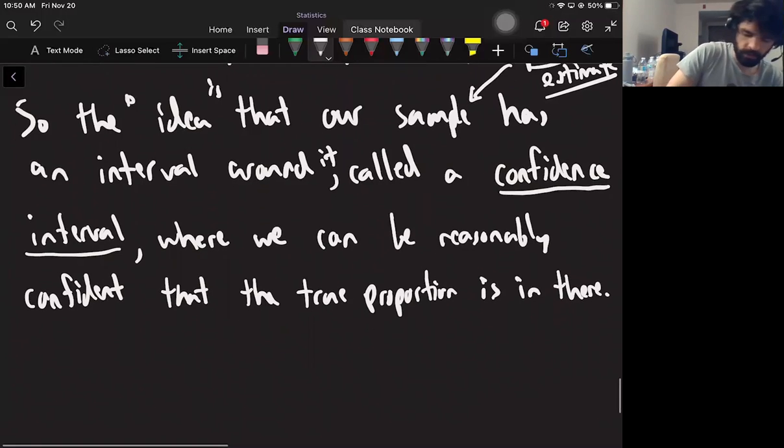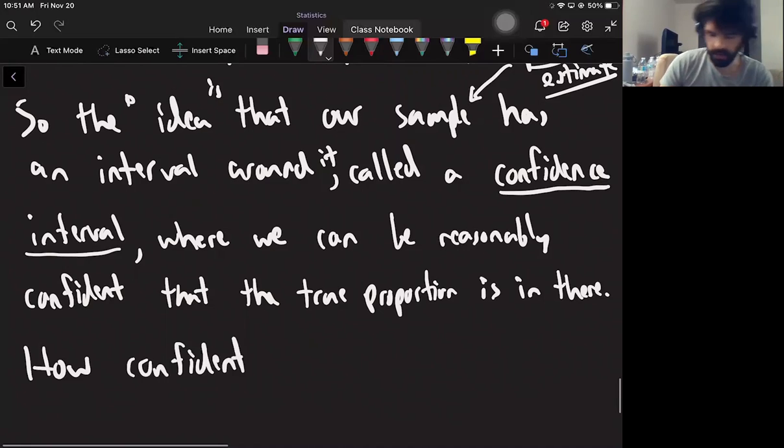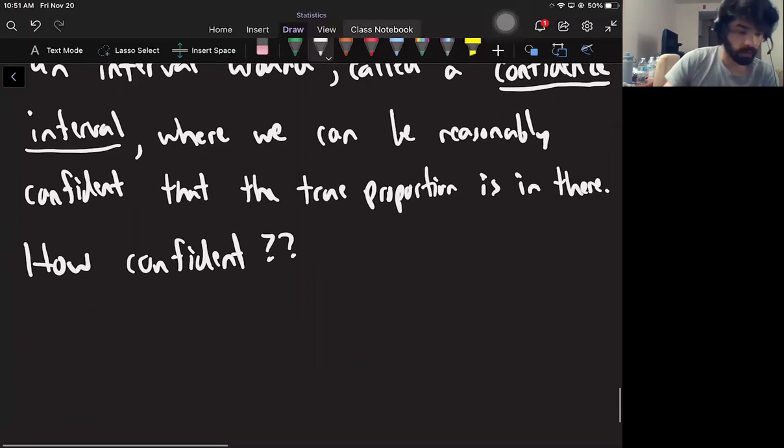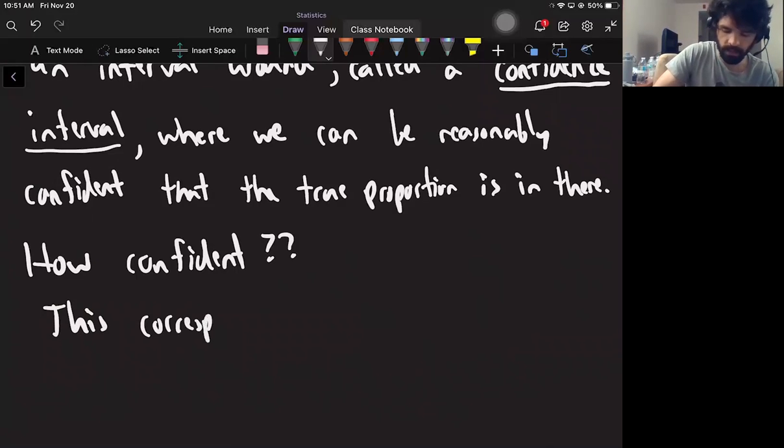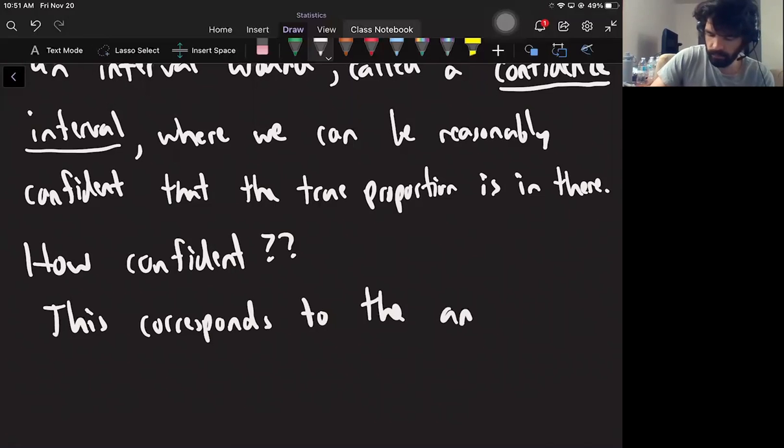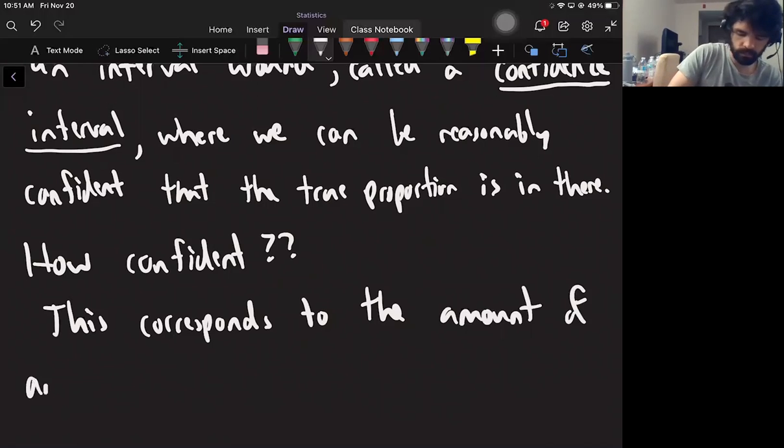So how confident can you be that it's in there? Well, it's actually a precise question. It's not a 'I'm sort of confident.' It actually has a number we can associate to it. How confident can you be that the actual proportion is in this confidence interval that you're creating? Well, this corresponds to the initial choice that we made about how big of an area we want to cover. So this corresponds to the amount of area you're covering.